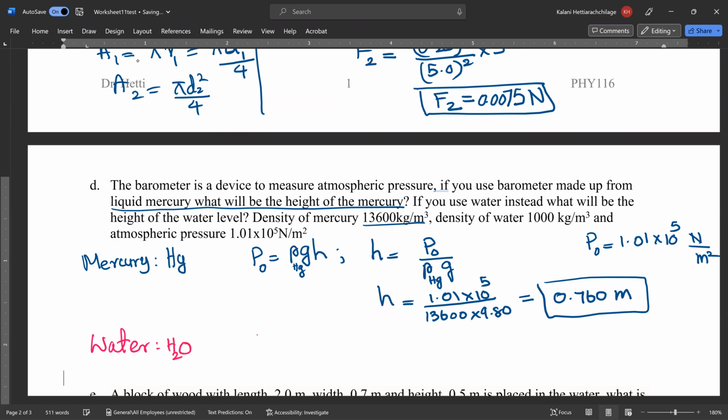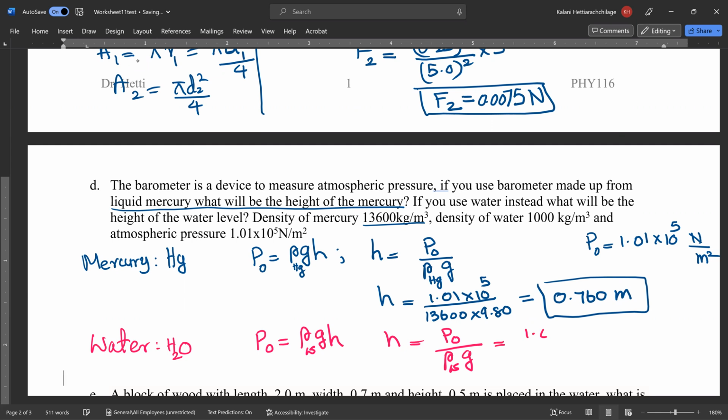So now for the water, you have exactly the same equation. It should not change your atmospheric pressure, but now it's the density of the water times G and your new height. In this case also, height will be equal to P naught divided by the density of water times G. Okay, so now let's plug that in here.